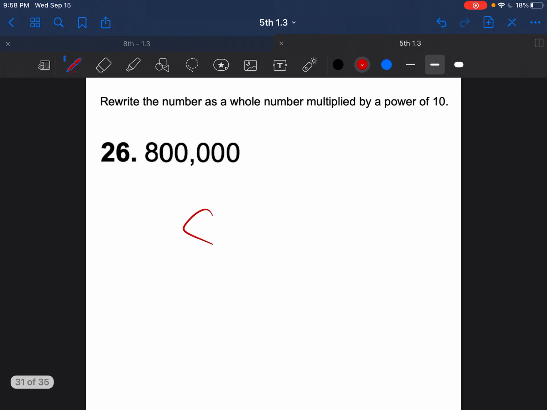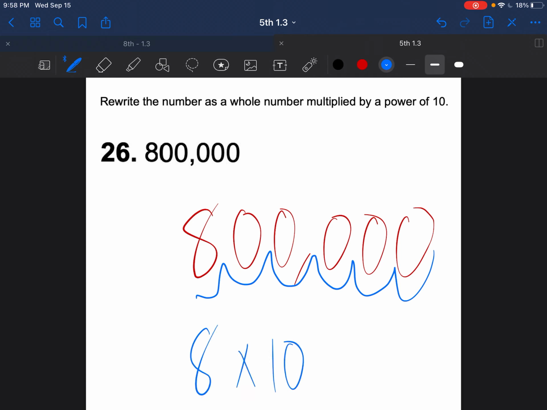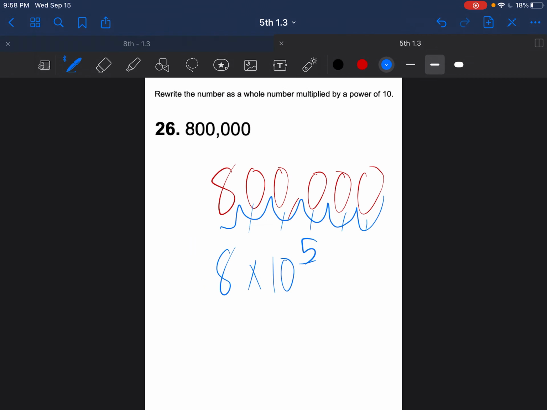Let's do another one. We have 800. So let's count our bunny hops. 1, 2, 3, 4, 5. Oops, 4, 5. Yep. So now we have 8 times 10 to the 5th power, right? We did 5 bunny hops. 1, 2, 3, 4, 5. Yep. Let's do question number 27.